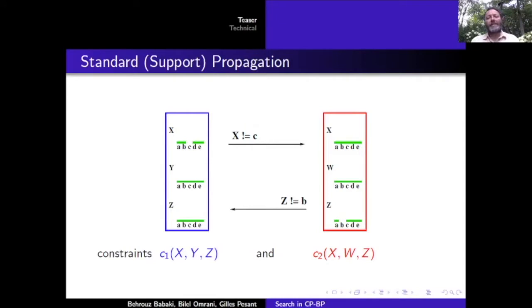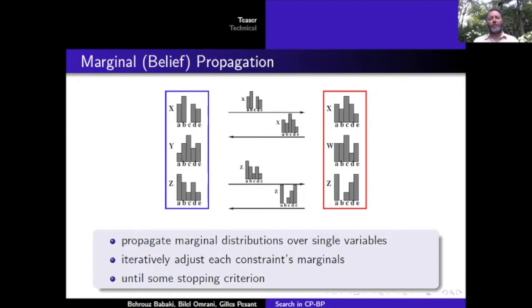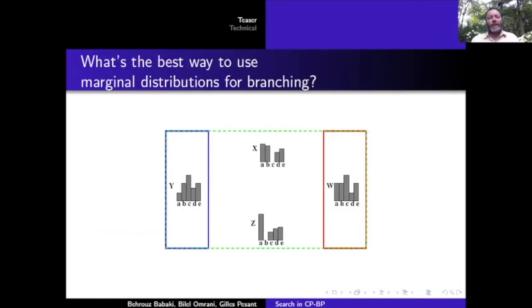So our standard constraint propagation mechanism, where we basically exchange between constraints unsupported domain values, we could push further given those marginal distributions, which we could share between constraints, iteratively adjusting those marginal distributions until some stopping criteria. So in the end, we get for each variable a marginal distribution over its domain.